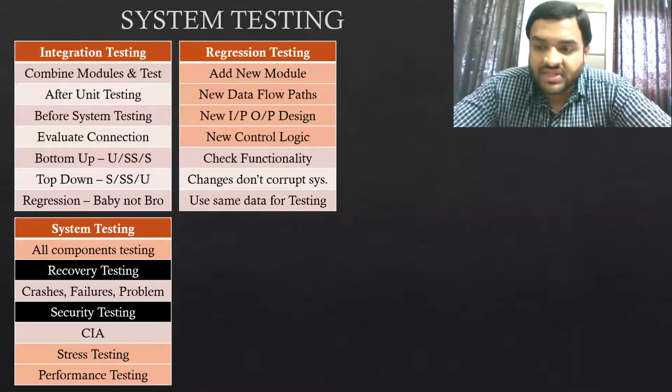Now we will start with system testing. Till now, what did we do? We did unit testing. We saw the categories of unit testing, then the classification of unit testing, then what is integration testing and regression testing. Now we will see what is system testing. Here we will combine all the modules, subsystems, components, and we will do overall testing of the system. Here we will do four types of testing. What are the four types? Recovery testing, security testing, stress testing, and performance testing.